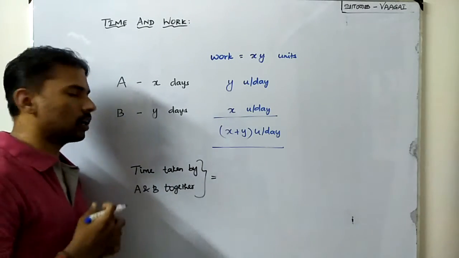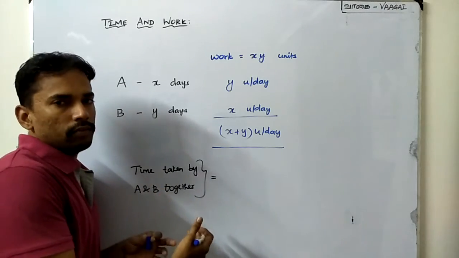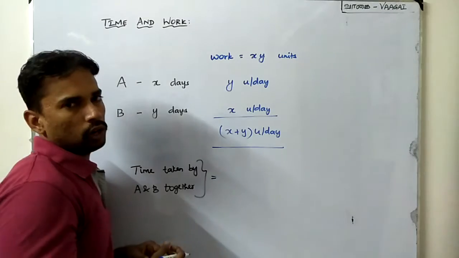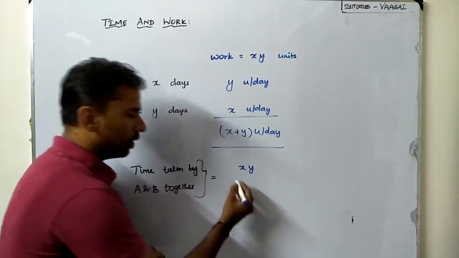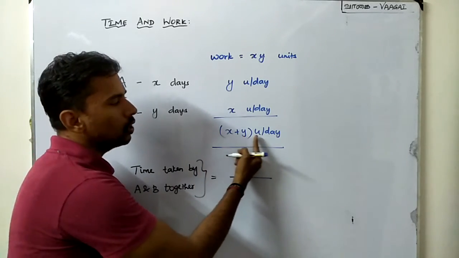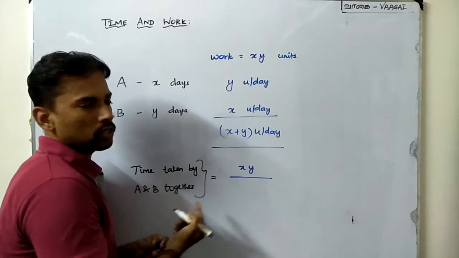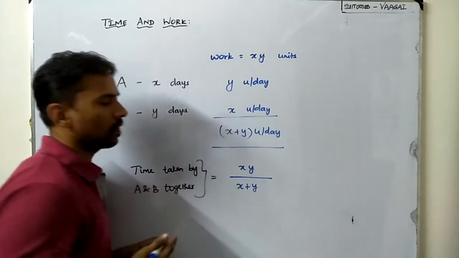Finally we come to the answer part. Time taken by A and B when they work together. If I want to find the time taken, the total work they are doing is XY, divided by the rate at which they are working, which is X plus Y units per day. To find the number of days to finish XY units, I have to divide XY by X plus Y. So this is our answer.